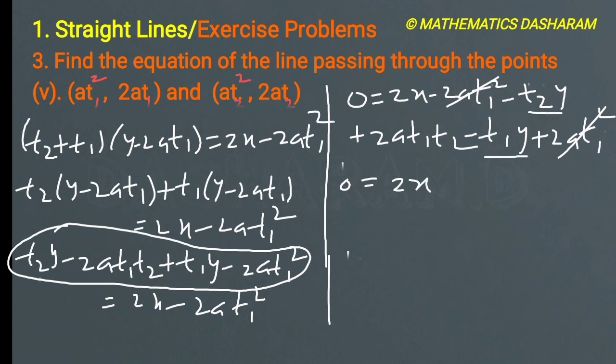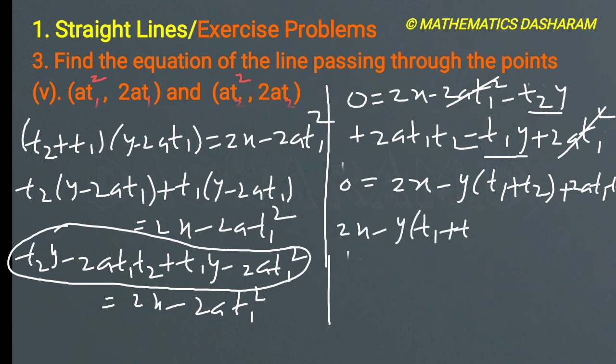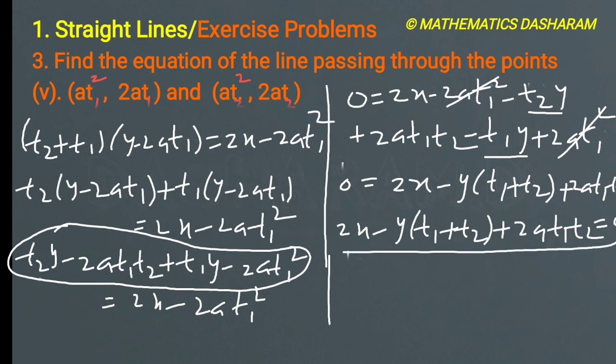From these two we can take the minus y common, so take the minus y, t1 plus t2. Next the constant number. What is the constant number? Plus 2a t1 into t2. So finally 2x minus y bracket of t1 plus t2 plus 2a t1 into t2 equals 0 is our required answer.